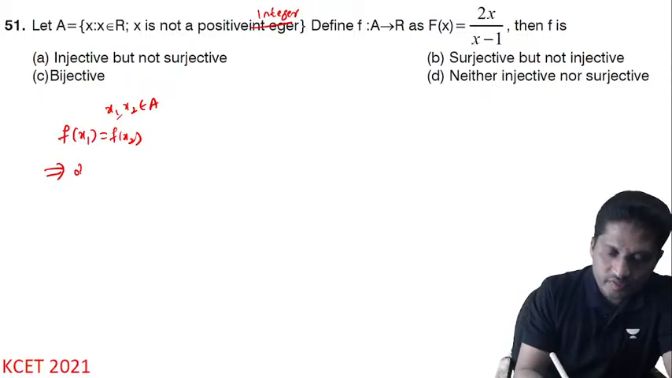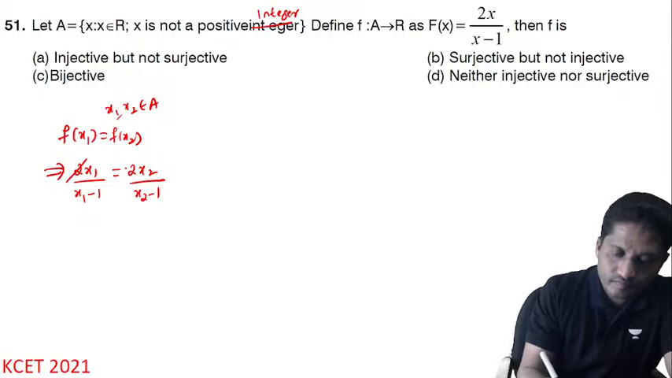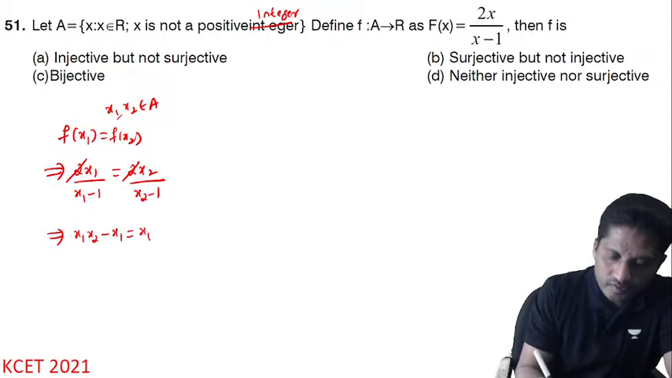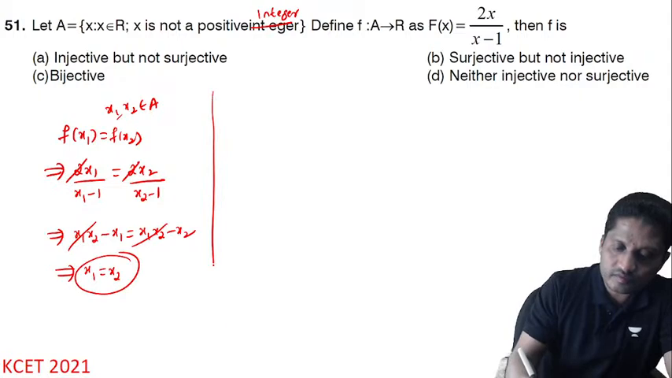f of x1 is 2x1 divided by x1 minus 1, and f of x2 is equal to 2x2 divided by x2 minus 1. If you cross multiply, you will get x1 x2 minus x1 is equal to x1 x2 minus x2. This will cancel, minus as well, and you will get x1 is equal to x2. This is one-to-one.